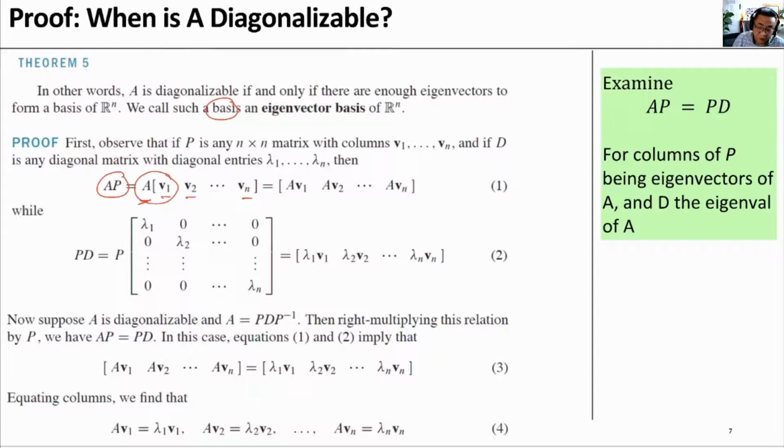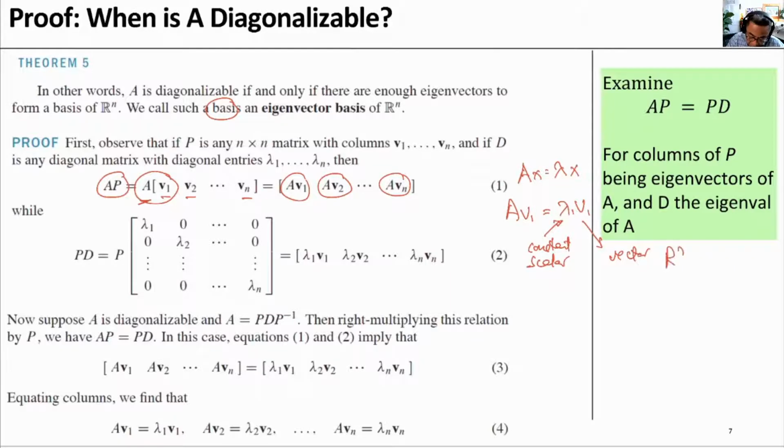We can apply A on V1 individually, and this is AV1, this is AV2, and AVn. Remember that for eigenvectors, A times x equals lambda times x, only when x is an eigenvector. So V1, V2 are all eigenvectors, so AV1 must equal lambda 1 times V1. Now lambda 1 is a constant, a scalar, and V1 is a vector of Rn.